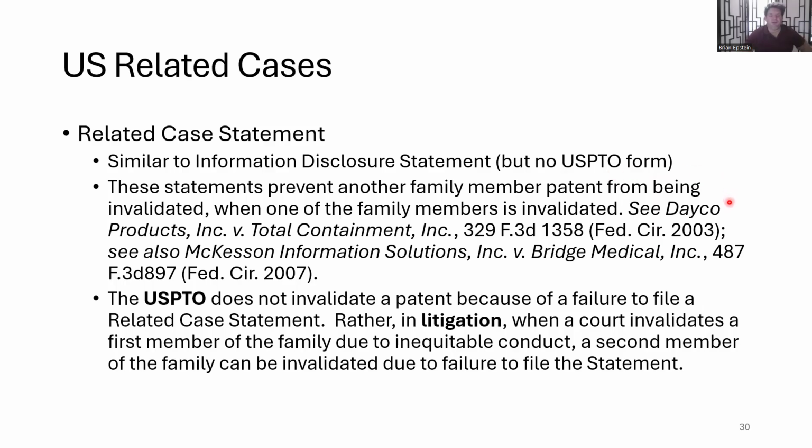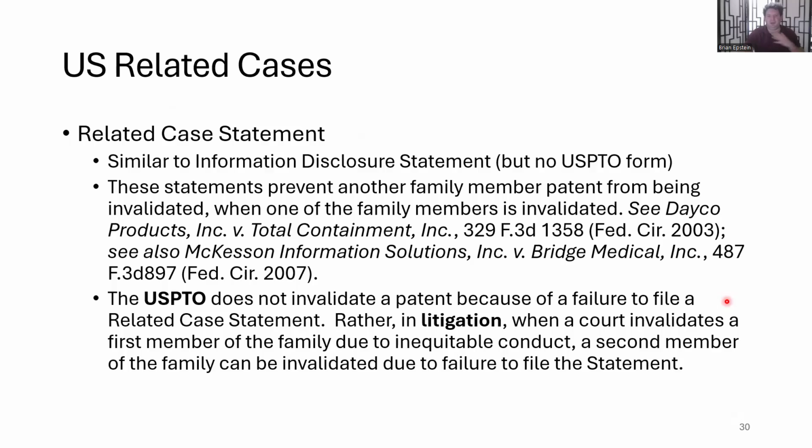The point of these statements is to prevent one family member patent from being invalidated when another of the family members is invalidated, right? If you can knock out one patent in a litigation, you can start invalidating other patents in the family that might be involved in the litigation. I typically get questions about when this occurs and why the USPTO does this. Let me be clear. The USPTO is not going to invalidate a patent because of a failure to file a related case statement, as far as I know.